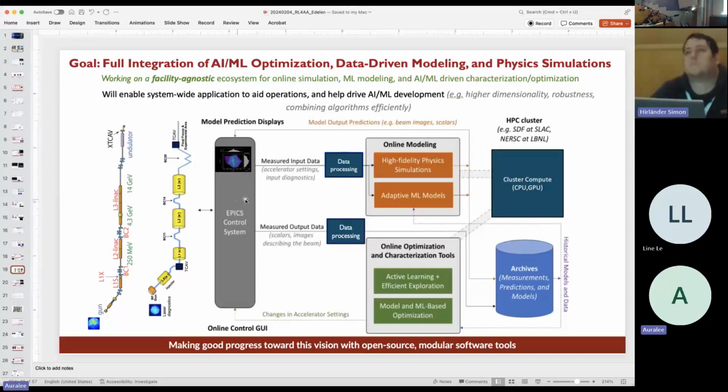Along with that, we've been putting together infrastructure to enable online high-fidelity physics simulations, combining that with adaptive ML models, and having a comprehensive database of those various models so that it's easy to pull from them when we want to use model information to aid online characterization and tuning. And so this is something that we've been putting together, and we're making good progress towards having all of these pieces interconnected. It's very much a work in progress, but we're getting there.